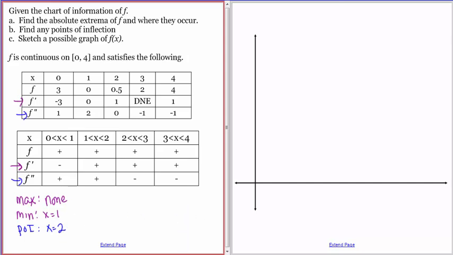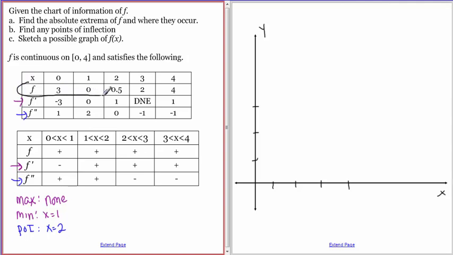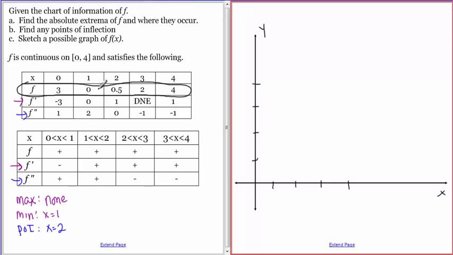Now, my best advice is, first of all, we label our axes. And then, since I give us some actual function values, write down this actual column. Put those actual values on your graph. Okay, 0, 3; 1, 0; 2 and 0.5; 3 and 2; and then 4 and 4.